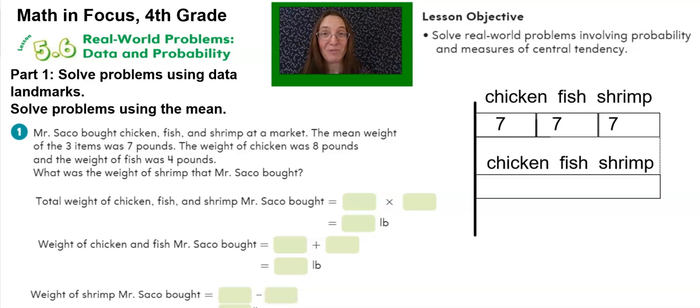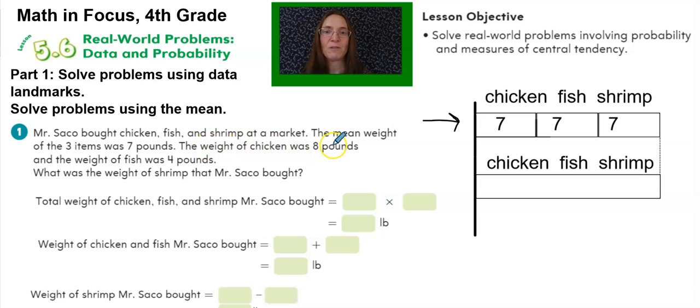We're going to divide this video up into two parts, one focused on data and one focused on probability. In our first problem, we'll be using the mean to find out the total amounts. In this problem, Mr. Seiko bought chicken, fish, and shrimp at a market. The mean weight of the three items was 7 pounds, and this is what I am showing in this bar model. He bought 3 different kinds of protein, and the average was 7 pounds each.